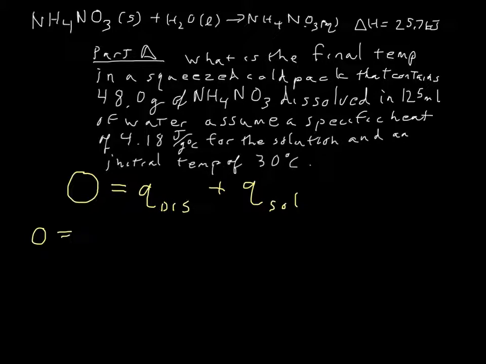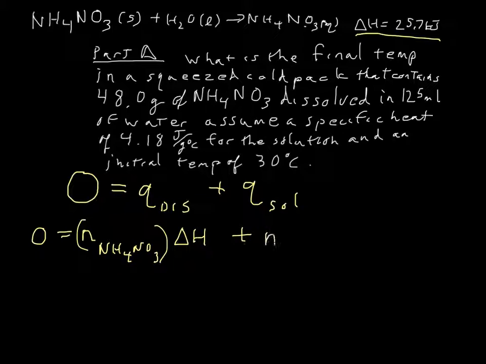The heat flow due to dissolving is going to be based on our reaction. And we know that for every 1 mole of ammonium nitrate we have, it produces 25.7 kilojoules. Sorry, I meant to go symbolic there. Let me go symbolic first. Then we have our solution. Our solution is simply heating or cooling. I can't remember the formula for that.